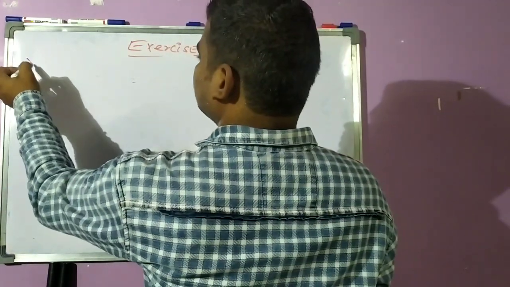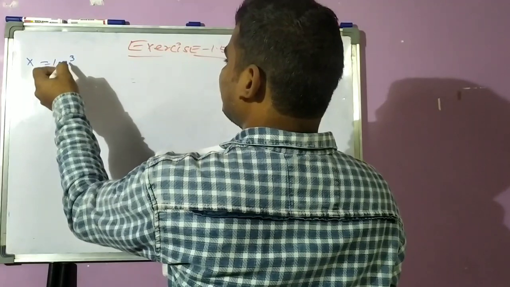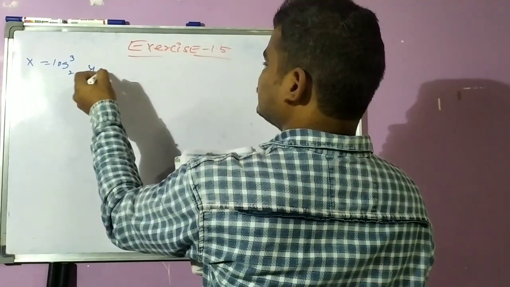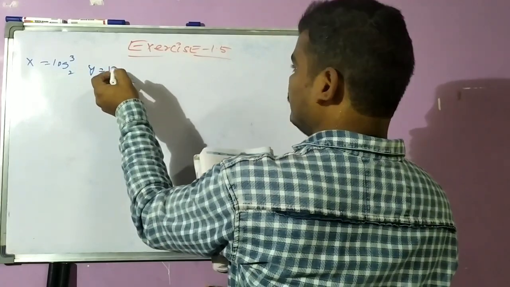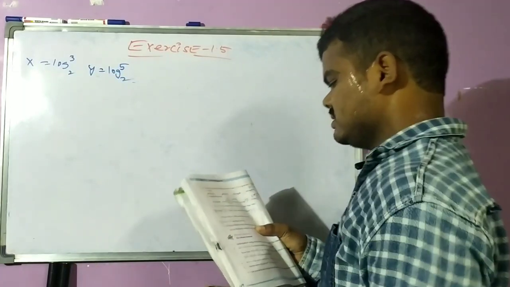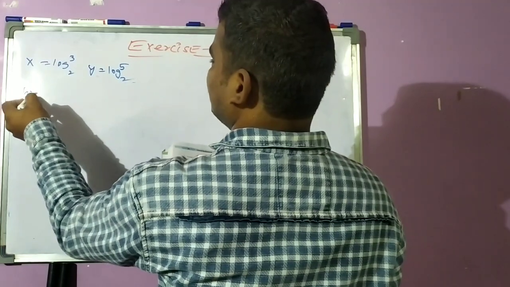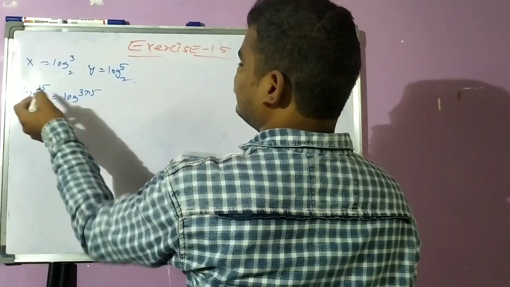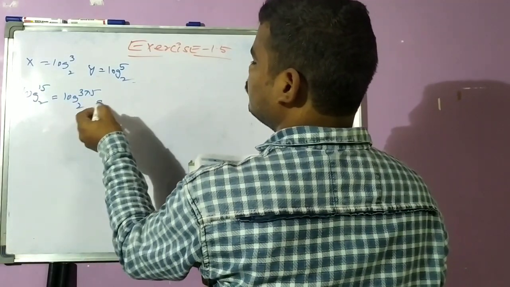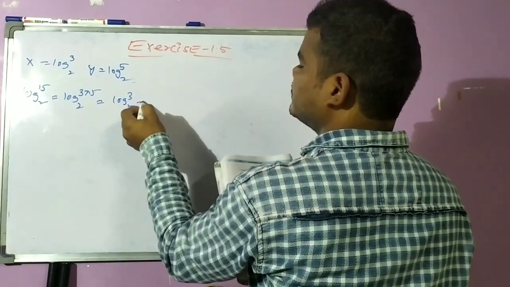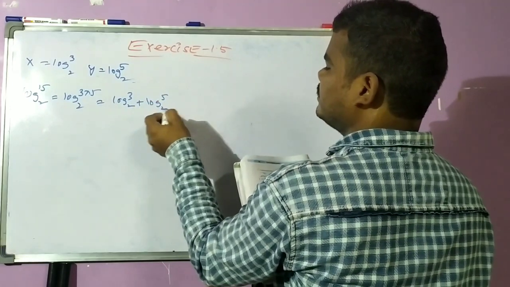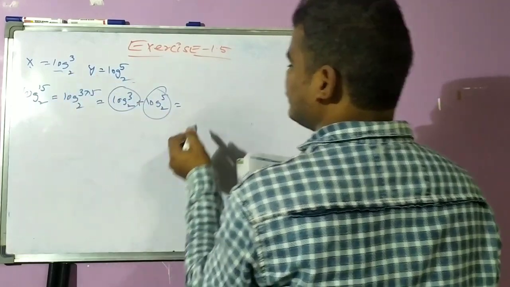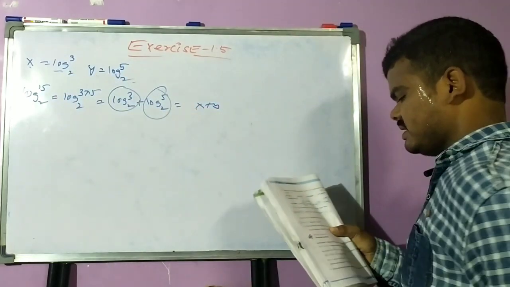x is equal to logarithm of 3 to base 2 and y is equal to logarithm of 5 to base 2. See, logarithm of 15 to base 2: 15 can be written as 3 into 5, so logarithm of 3 to base 2 plus logarithm of 5 to base 2. Logarithm of 3 to base 2 value is x, logarithm of 5 to base 2 value is y. Therefore, the answer is x plus y.